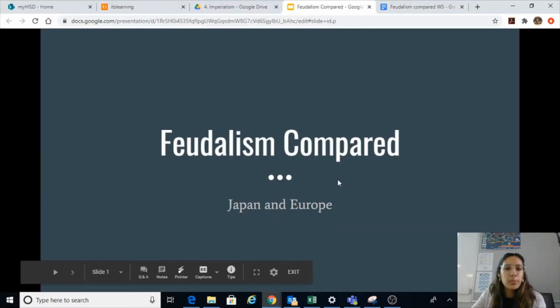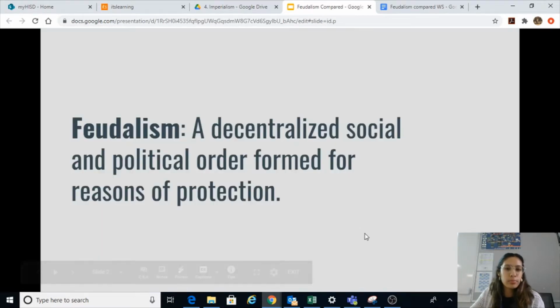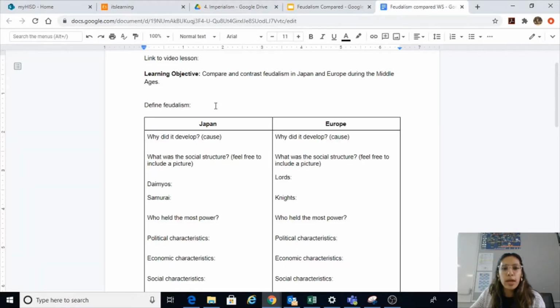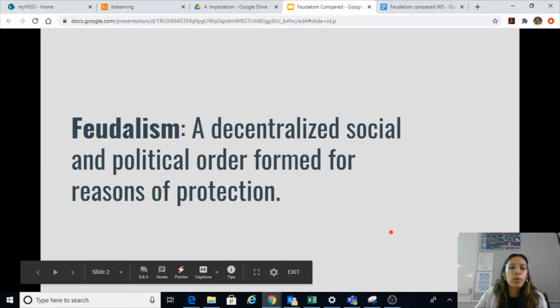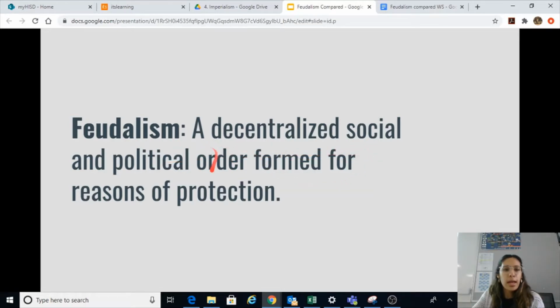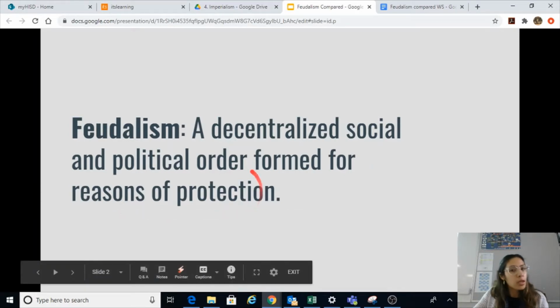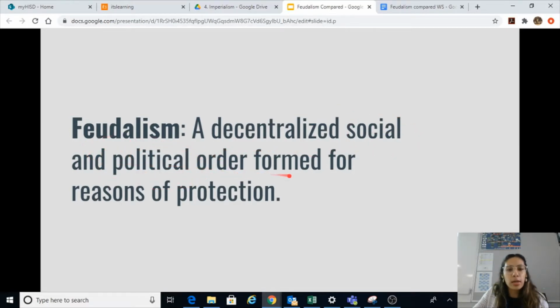All right, so Feudalism Compared, Japan and Europe. If you notice, we have to define feudalism. This would be the definition right here. Kinnear did a great job of defining it when he did his vocab for 1.6, so whichever one you use, I'm totally okay with it. But know that feudalism is a decentralized, which is the key term here, social and political order formed for reasons of protection. So remember, decentralized, and it's going to control social life and political life.